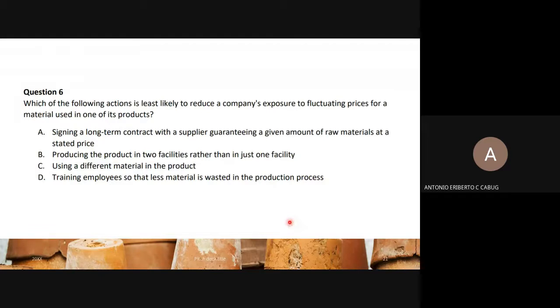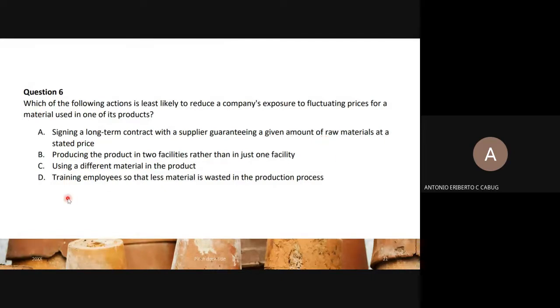Next, how about this one? Which of the following actions is least likely to reduce a company's exposure to fluctuating prices for a material used in one of its products? Everyone, enter now. Okay, again, letter A is a good thing. You sign a long-term contract with the supplier, guaranteeing you a given amount of raw materials at a stated price. It's like a future or a forward contract, similar to a forward contract.